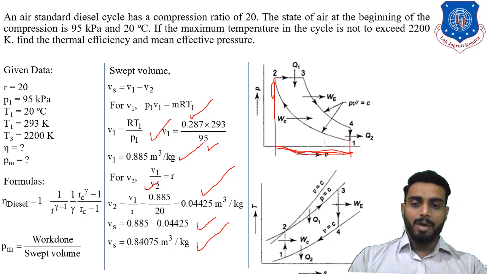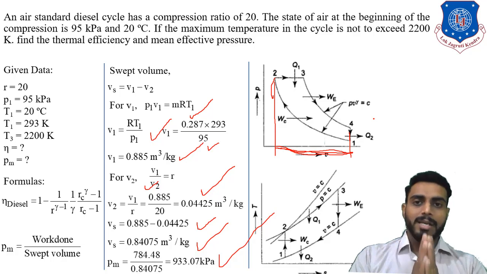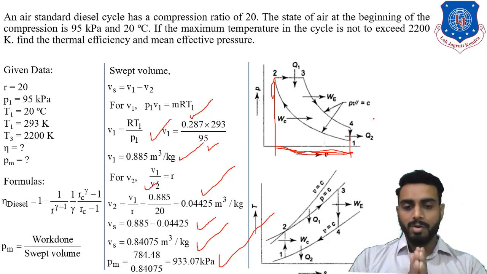Now we have the swept volume, we have the work done. So the final equation is mean effective pressure. Mean effective pressure is 784.48 divided by 0.84075, that is equal to 933.07 kilopascal, right? So keep this in your mind. If you are supposed to find out the mean effective pressure, then you should always go with this equation, okay?